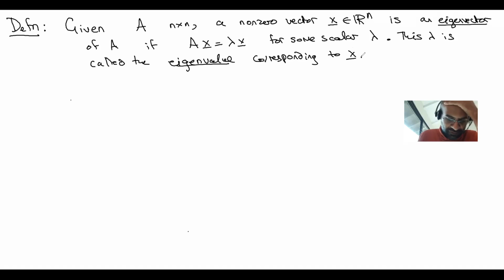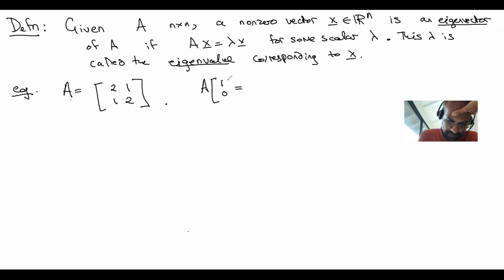Let me show you an example just to make it clear what this means. Let's look at this matrix A, the matrix 2, 1, 1, 2. If you multiply this matrix by any old vector, let's say you multiply it by e1, so e1 is the vector 1, 0, then you just get the first column. And this is not a scalar multiple of e1, right?